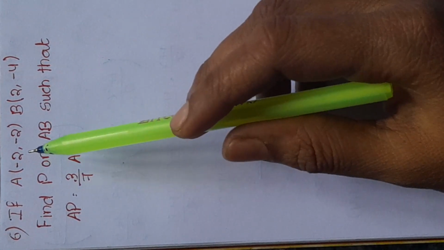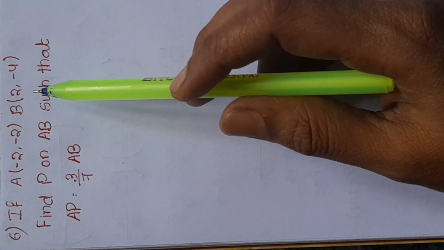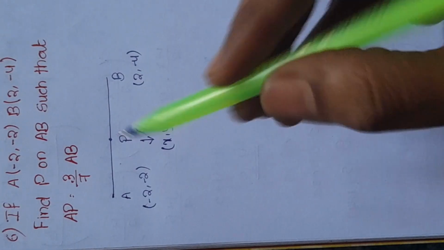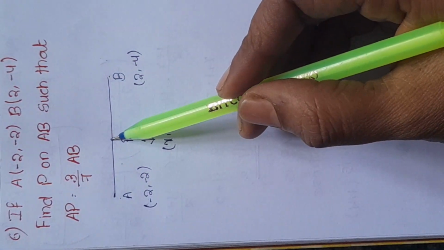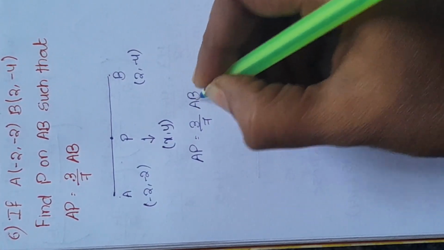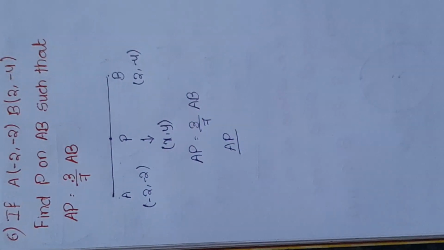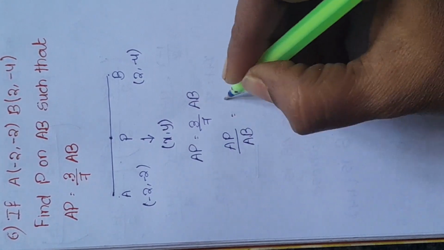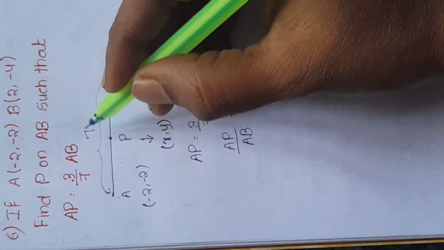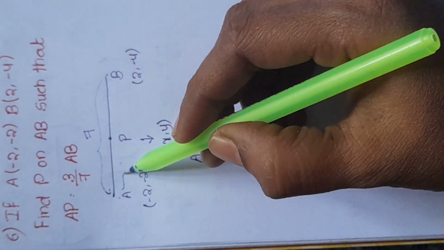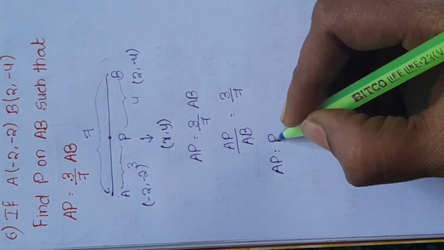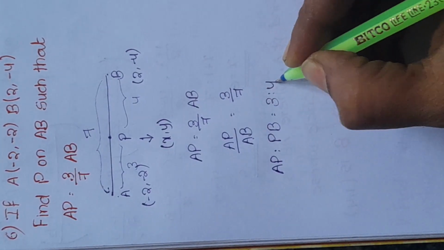Sixth question, if the point A is minus 2, minus 2 and point B is 2, minus 4, find P on AB such that AP is equal to 3/7 of AB. Here AB is the line segment and it is divided by P. AP is equal to 3/7 of AB is given. So AP/AB is equal to 3/7. Here total AB is given as 7 parts. So if AB is 7 parts and AP is 3 parts, PB becomes 4 parts. That is, AP is to PB is equal to 3:4 is the ratio.